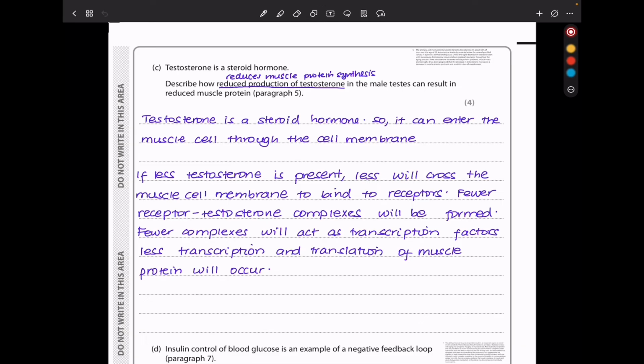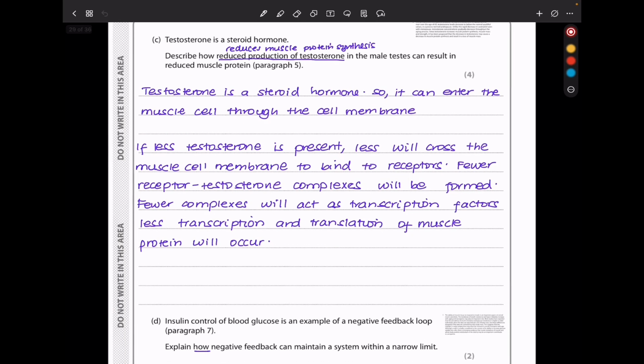Since testosterone is a hormone, it could act as a transcription factor, or it's part of what acts as a transcription factor, causing the expression of certain genes and therefore the formation of certain proteins within the muscle. So I say testosterone is a steroid hormone, so it can enter the muscle cell through the cell membrane. If less testosterone is present, less will cross the muscle cell membrane to bind to receptors. And fewer receptor testosterone complexes will be formed, and then fewer complexes will act as transcription factors. Less transcription will occur, and less translation will occur, meaning fewer muscle proteins will be produced.